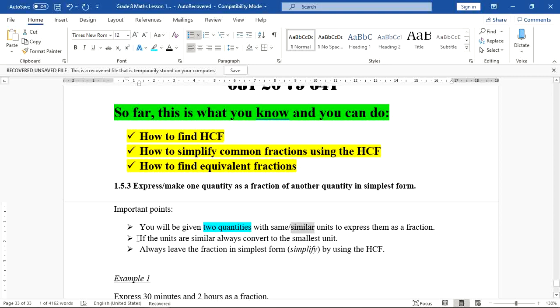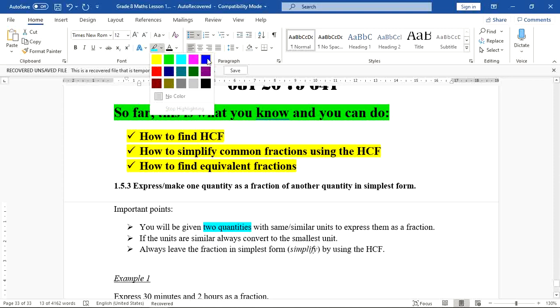If the units are not the same, meaning they are similar, always convert to the smallest unit. Now you are going to employ what you have been taught in physical science about how to convert from one unit to the other. I don't know if you have done this already in mathematics, but I know for sure that you have done this in physical science when you were doing the topic of scientific processes. And remember to always leave your fraction in simplest form by using the highest common factor.